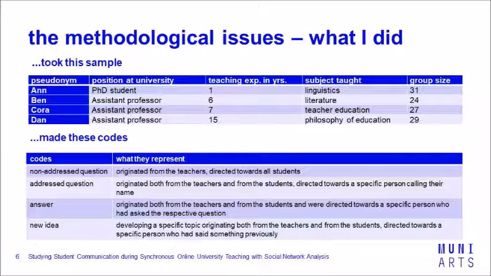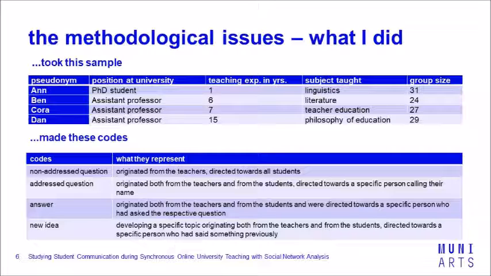The second category was addressed question. Addressed questions were originating both from the teachers and from the students, and they were directed towards a specific person by calling their name. Third category is answer. Answer was a direct response to somebody else's question. And the fourth category is something that I call new idea.